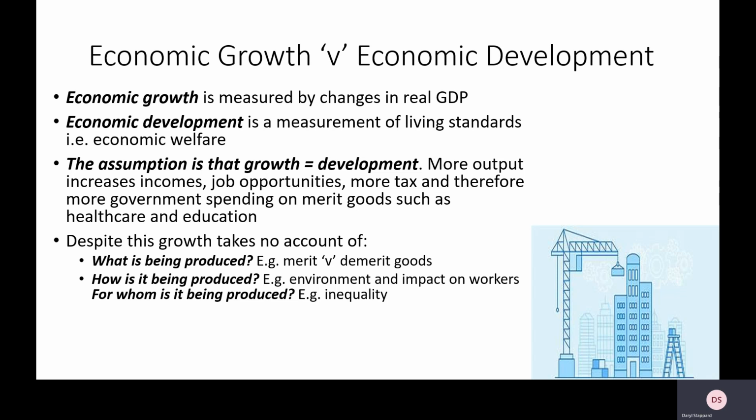So it takes no account of what is being produced in the country. So, for example, if an economy is just producing lots of extra defence equipment, bombs, etc., then these things aren't going to improve living standards. So if we're looking at what's produced, you generally want to have more merit goods being produced. So if growth is fuelled by more housing, better infrastructure, more education, more and better healthcare, then that would hopefully correlate with better living standards. We've also got to be thinking about how it's been produced.